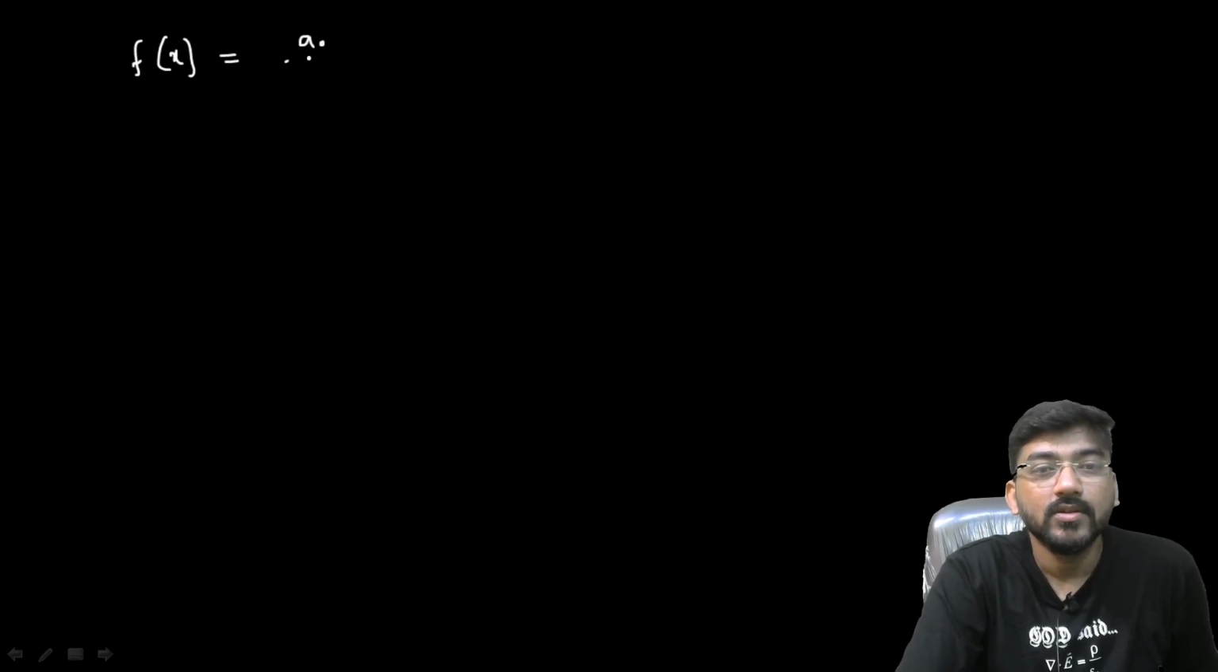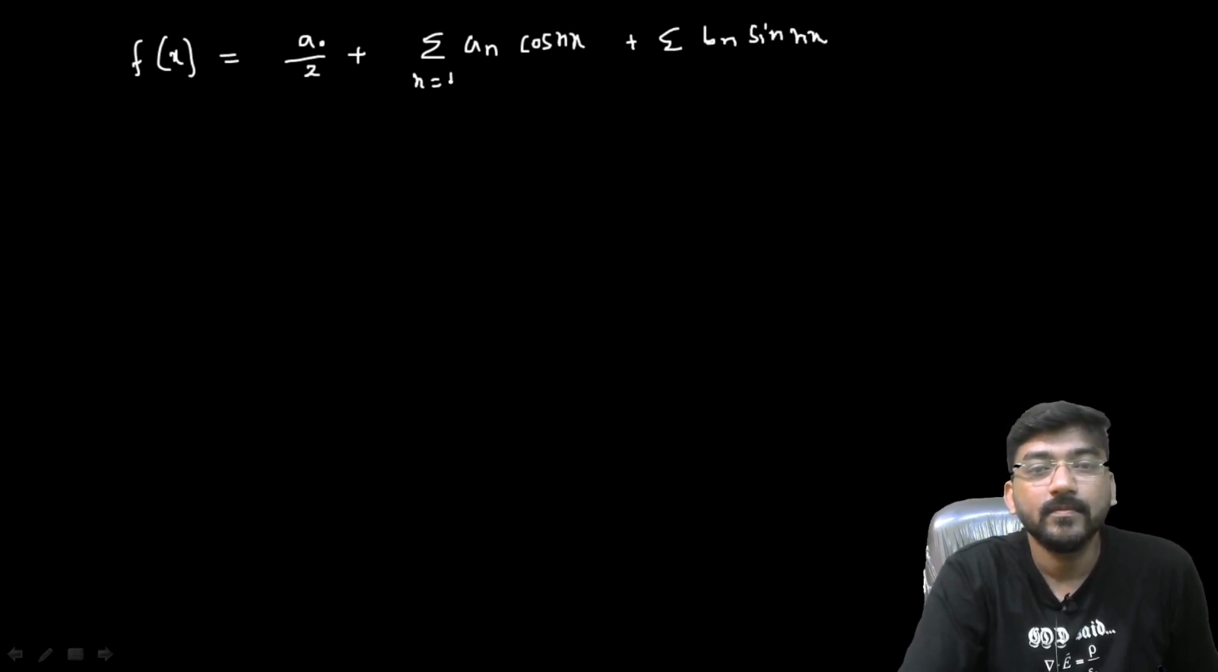Okay, so what will be an and bn? Let me first write this series again. We have f of x is equal to a0 by 2 plus summation an cos nx plus summation bn sin nx. Here n is equal to 1 to infinity.